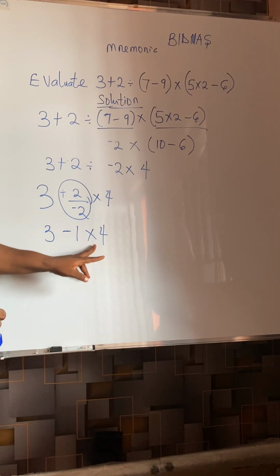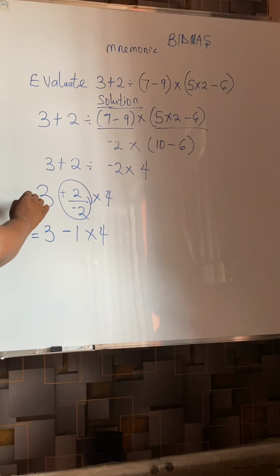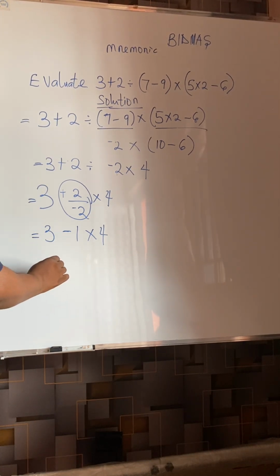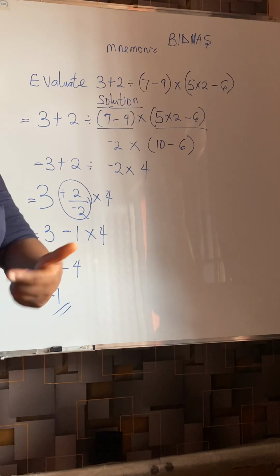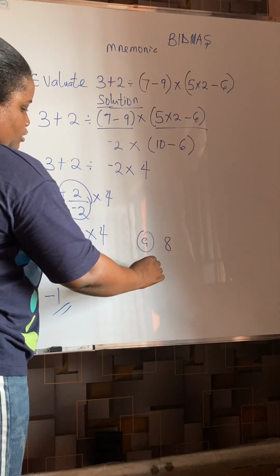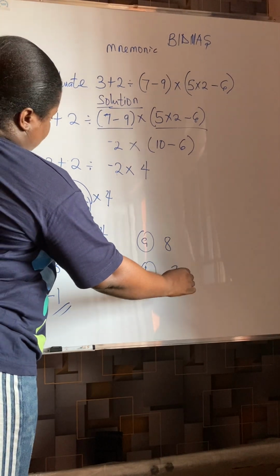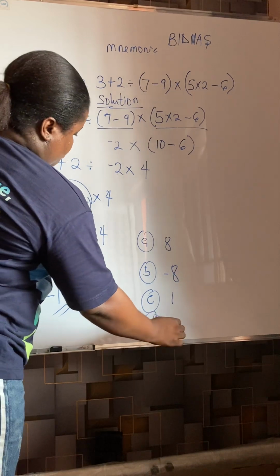So 1 times minus 1 times 4 is going to give us minus 4. So this is now 3 minus 4. 3 minus 4 is minus 1. So the answer to this question is minus 1. If this were to be a multiple choice question, if I'm the one setting this problem, you will see option A, I write 8. Option B, I write minus 8. Option C, 1. And option D, minus 1.